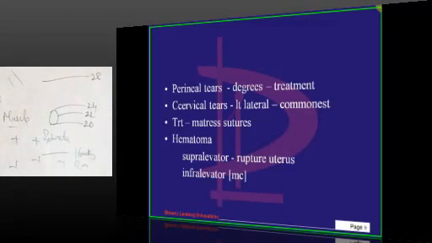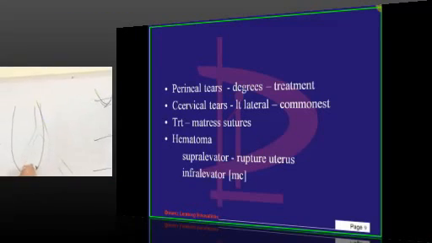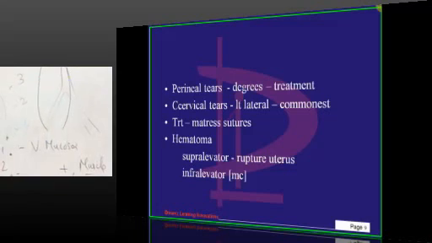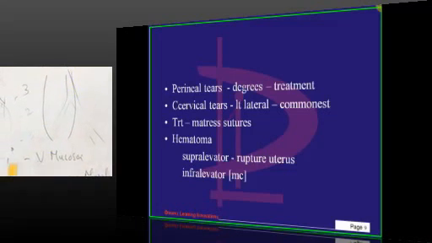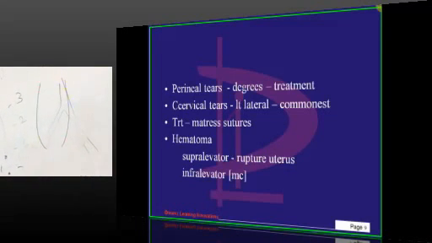Suppose we take this as the vaginal outlet. So this is the anal opening. This is the sphincter, anal opening. This is the vaginal opening. This is the urethra. Episiotomy, what is the meaning of episiotomy? We are going to give an incision here, left or right, whatever it may be.